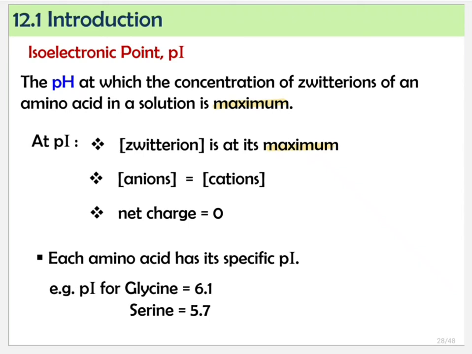So sama juga kalau setiap acid mempunyai pH value yang tersendiri, begitu juga dengan amino acid. So each amino acid has its specific Pi value. So contoh untuk glycine, the Pi value is 6.1. Maksudnya kalau kita ada solution tu pH dia sama dengan 6.1, dalam keadaan itu amino acid akan exist sebagai Zwitterion at its maximum. Okay? Jadi kalau pH of the solution is 6.1, makanya concentration of glycine sebagai Zwitterion is at maximum. Okay. Sama jugalah serine. Serine dia lain lah pula Pi value dia ada 5.7. Okay. So kat sini boleh nampak different amino acid, different Pi value.